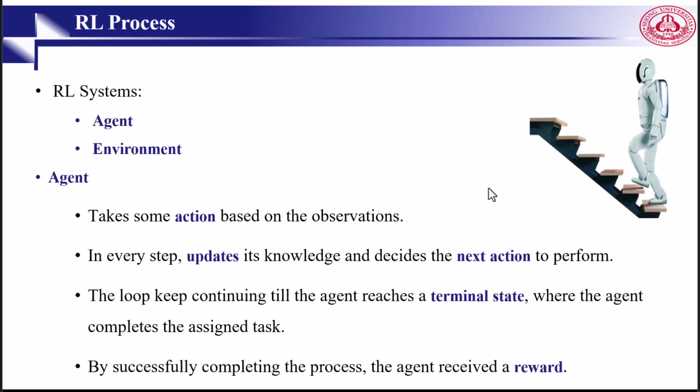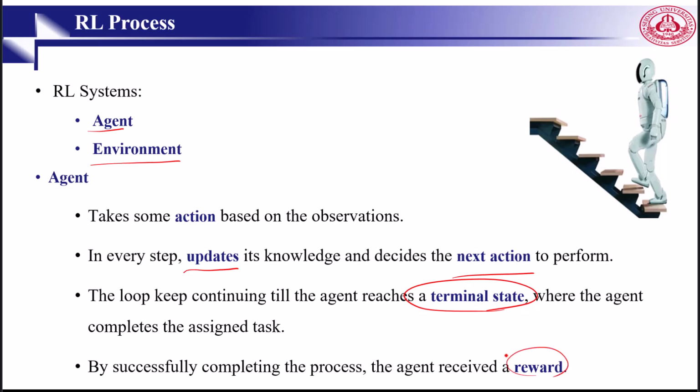So reinforcement learning includes an agent and an environment. The agent takes some action based on the observation. In every step, the agent updates its knowledge and decides the next action to perform. The loop continues until the agent reaches a terminal state, and here, the agent completes the assigned task. By successfully completing the process, the agent receives rewards.